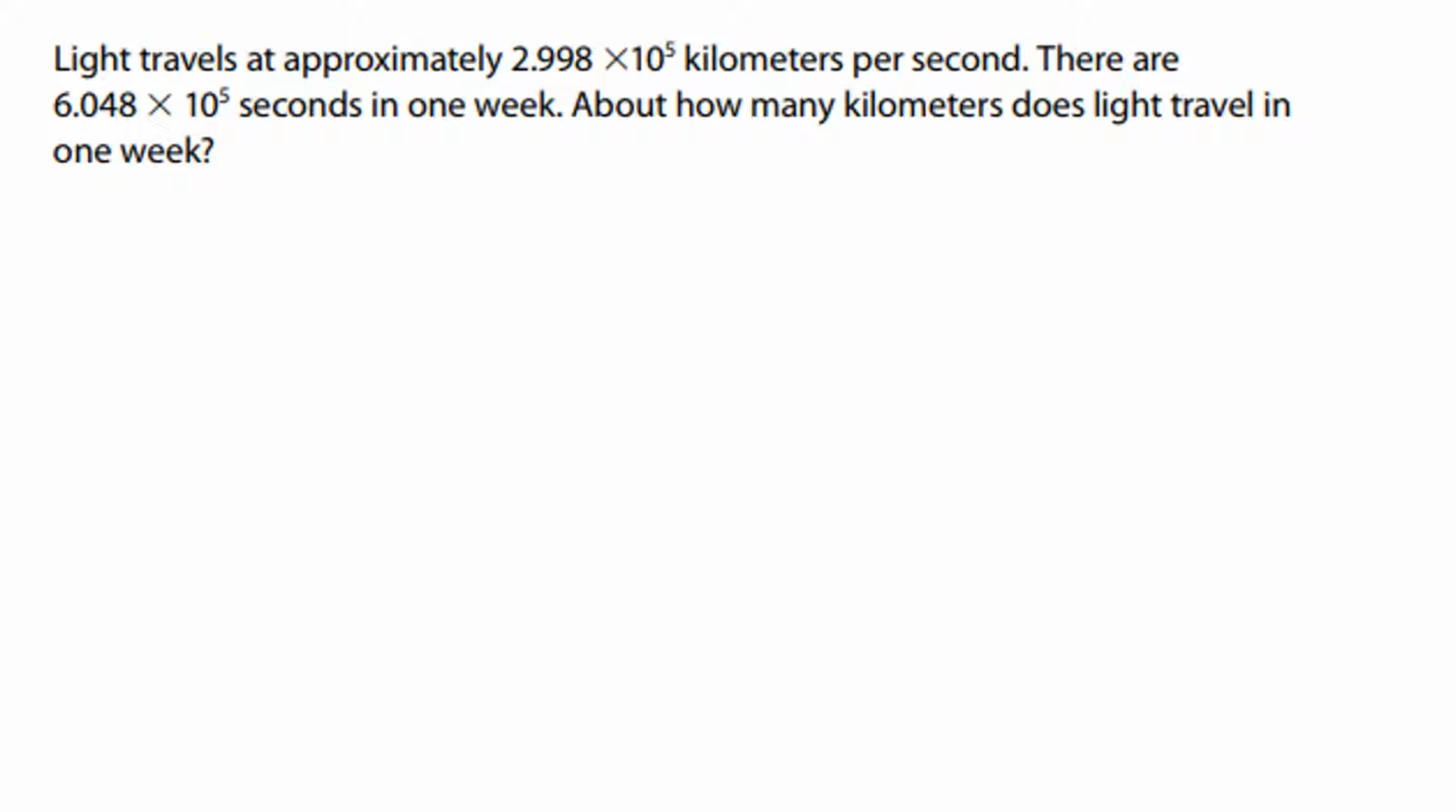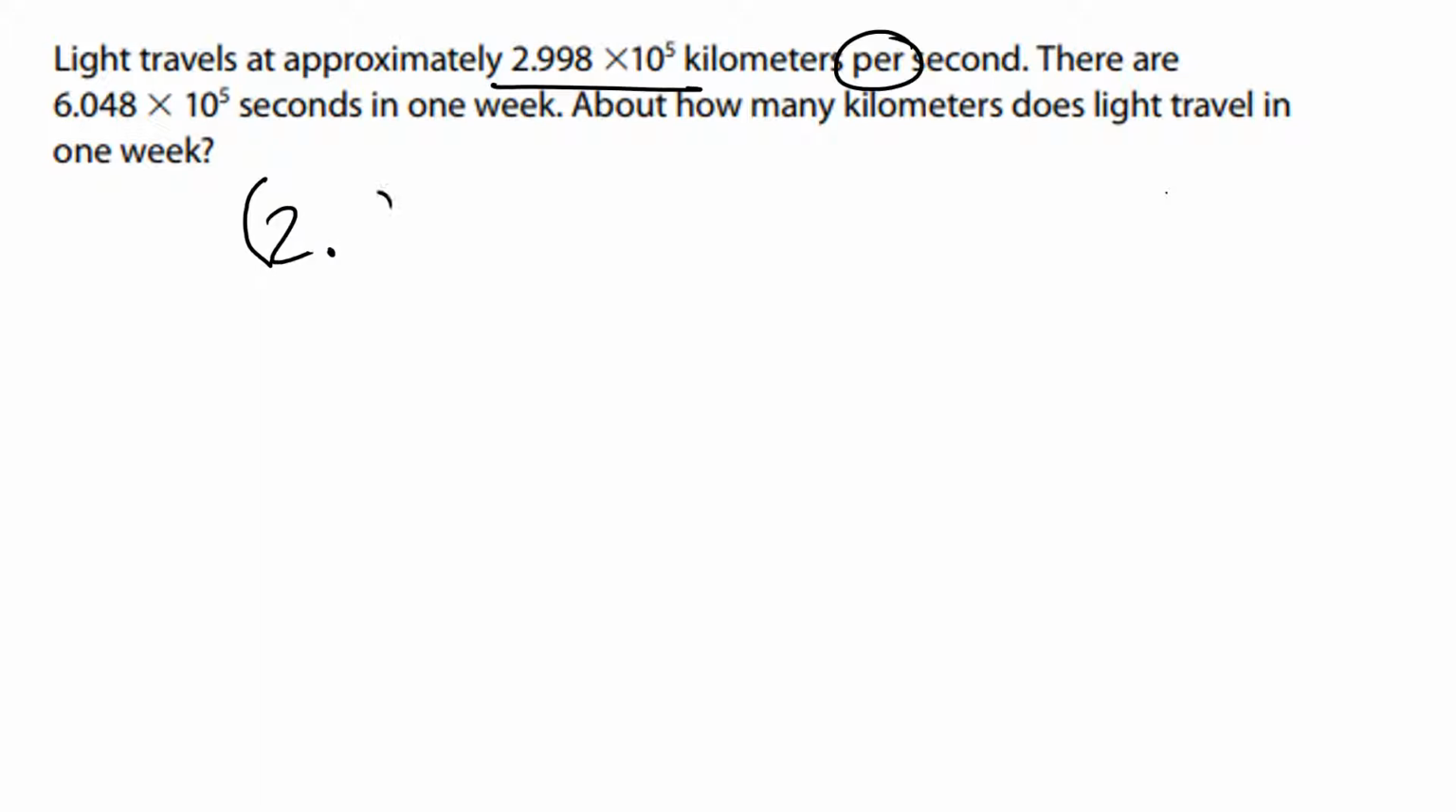Light travels at approximately 2.998 times 10 to the 5th kilometers per second. There are 6.048 times 10 to the 5th seconds in 1 week. About how many kilometers does light travel in 1 week? So again, we have the word per. And so we are moving from seconds to weeks. We're going from a few seconds to many seconds. There's lots of seconds in a week. So we are going to multiply our two numbers.